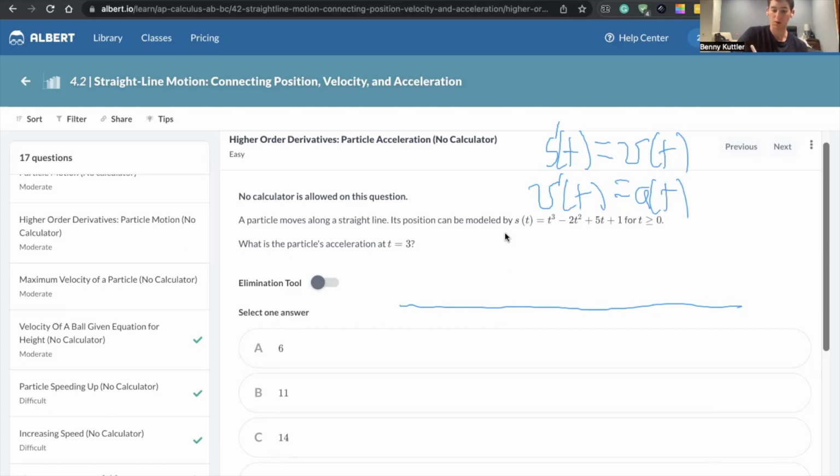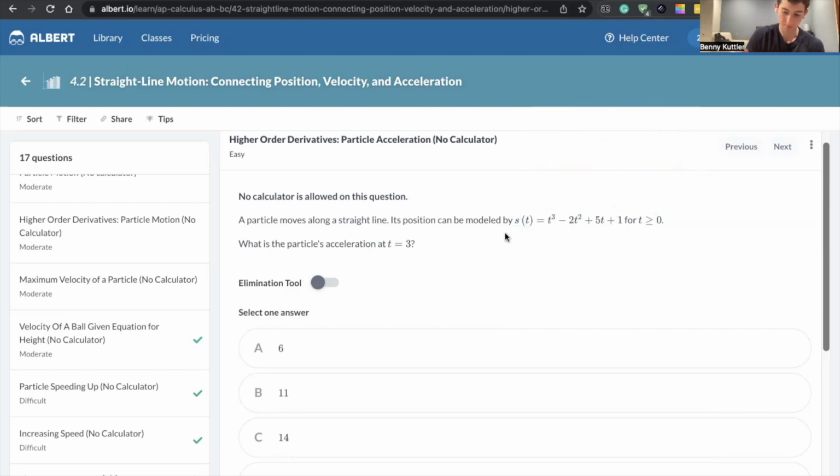So it's important to know this relationship here. So let's look at the problem. A particle moves along a straight line. Its position can be modeled by this function, for t greater than or equal to 0. We're only concerned with t equals 3 here, so we don't have to worry about that. And we're looking for the particle's acceleration at t equals 3.